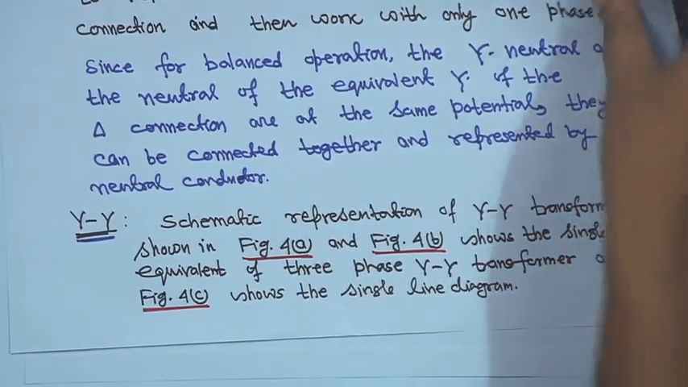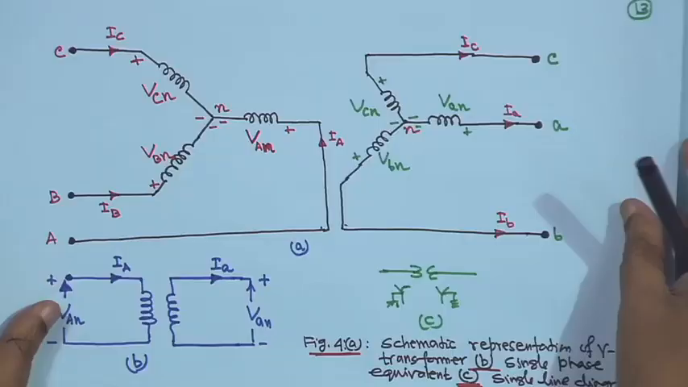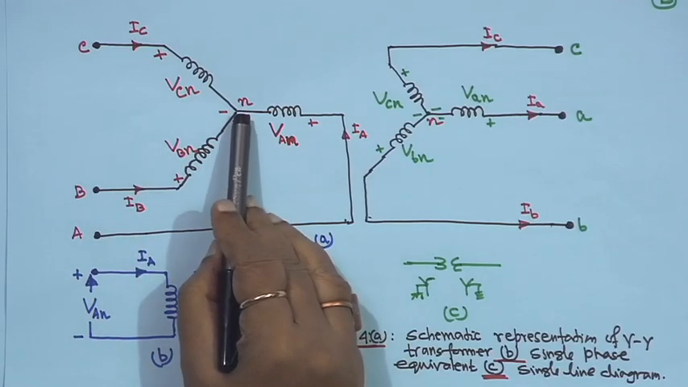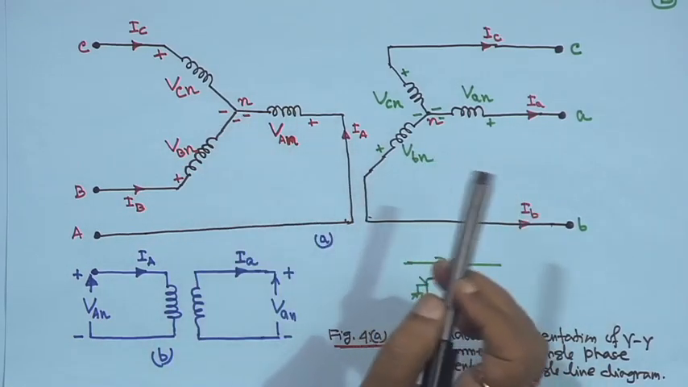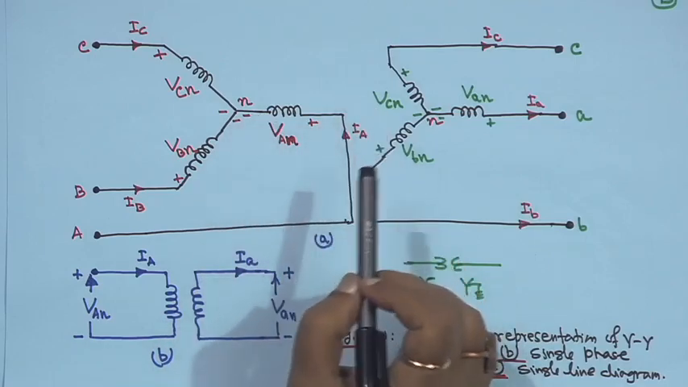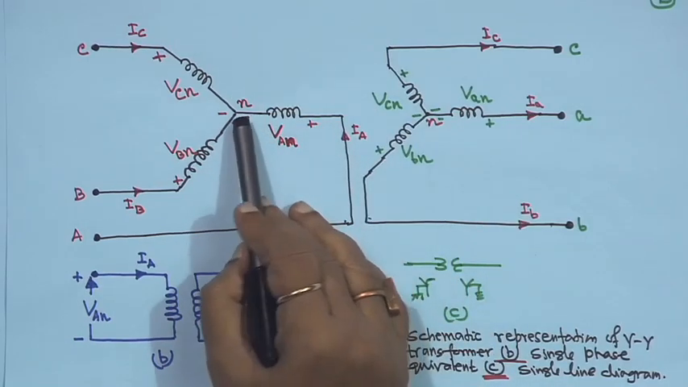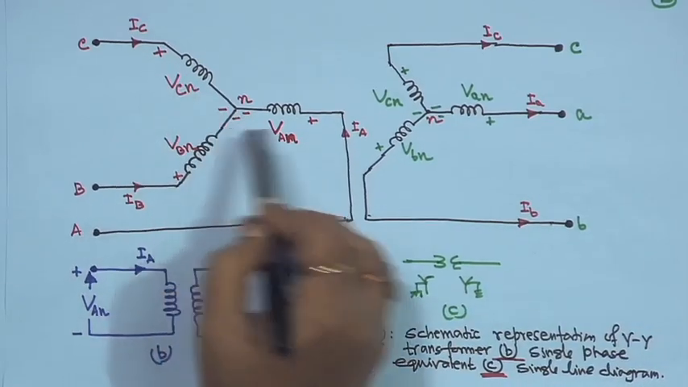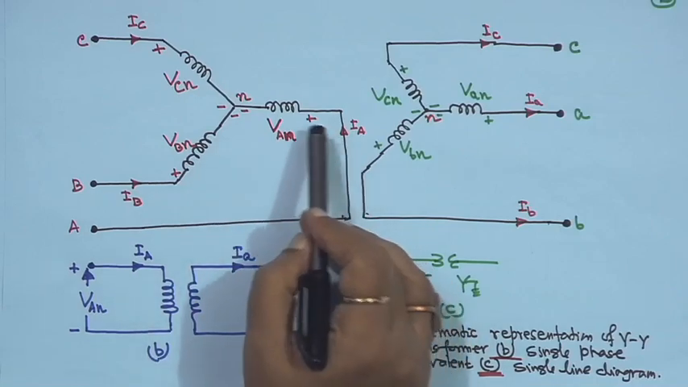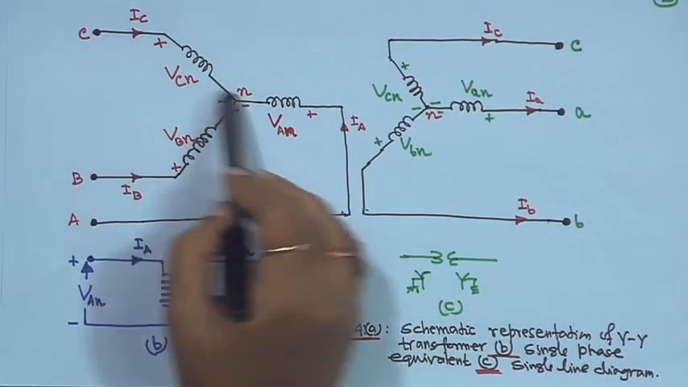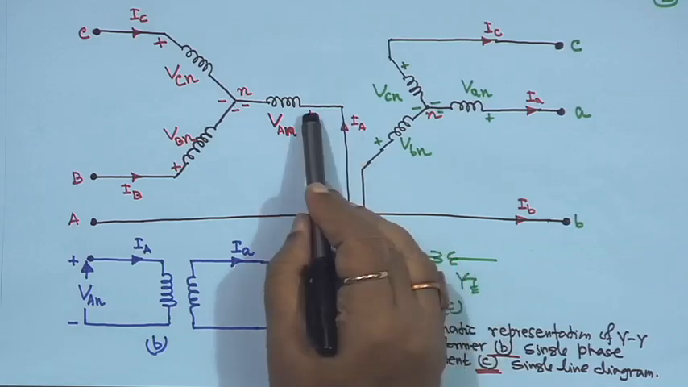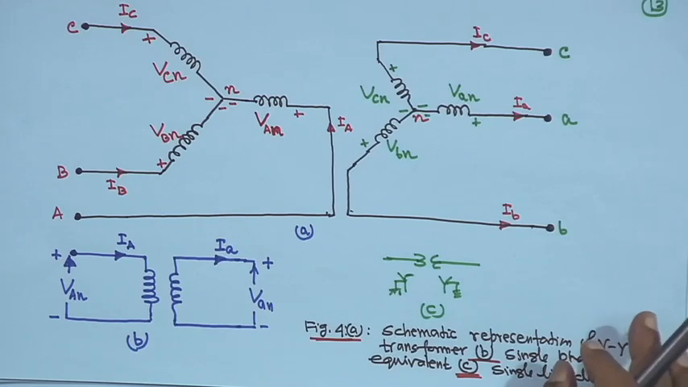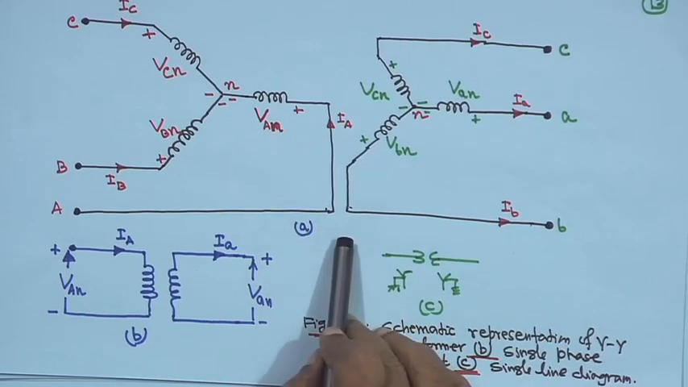Now, as it is a star, this is your ABC, this is neutral N, this is N. Earlier in the diagram, somewhere I showed it differently, but here it is correct. So, here it is neutral, here it is neutral, right. Everywhere polarity is marked plus minus plus minus plus minus. So, this voltage is VAN, this is VBN, this is VCN, and the currents are IA, IB, and IC, right. And this is the star connection only.